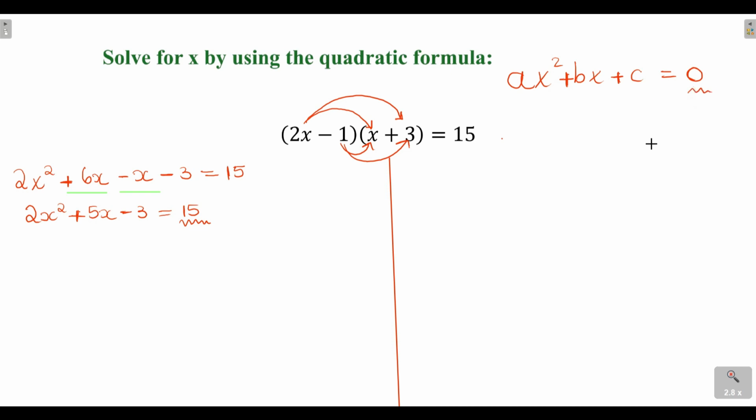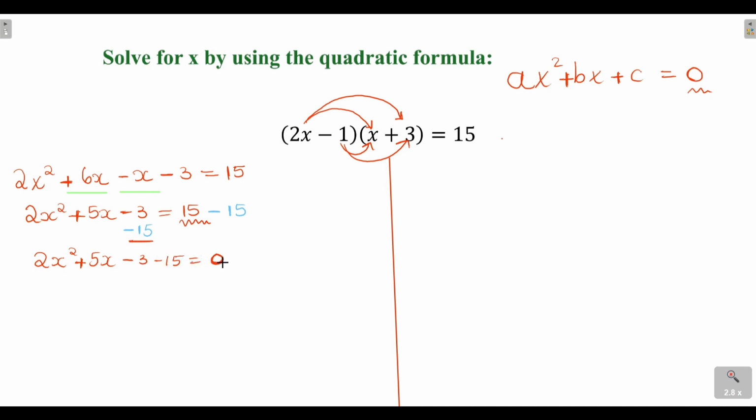So that means that we need to move that 15 to the left hand side. How are we going to move it? We're going to minus 15 on the right hand side, and we're also going to minus 15 on the left hand side. What you do on the right hand side, guys, you also need to do on the left hand side. A lot of your teachers will also say that if a term jumps the equal sign, it just becomes a negative. So in this case, what do we have now on the left hand side? We've got 2x squared plus 5x minus 3 minus 15 is equal to 0.